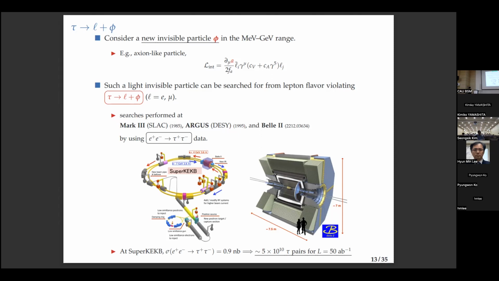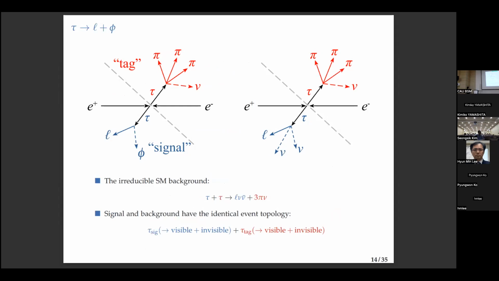Especially at KKB, the cross section of this process is around 1 nanobarn. The decay topology of this signal and background is given by this. One of the taus decays into the charged lepton, electron or muon, and an invisible particle, and the other tau decays into two pions and a neutrino. The irreducible standard model background is this process, the tau decay into l nu nu.